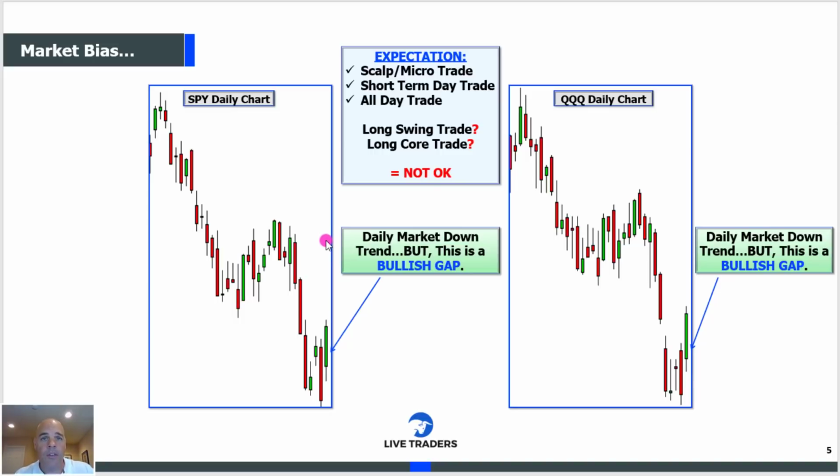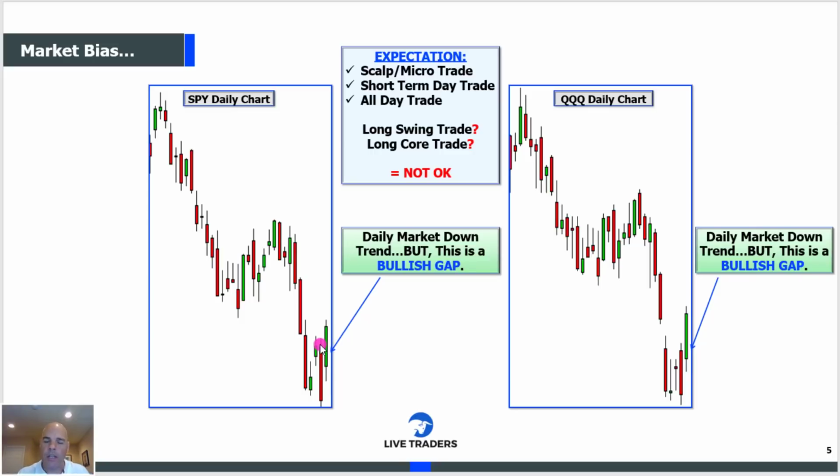Today, from 9:30 to 12 o'clock, 9:30 to 4 o'clock, whatever time frame you trade today. So for scalp and micro trading, short-term day trading, all day trading, bullish bias. Long swing trading, long core trading, not a long bias. There's a difference. But for intraday trading, when I see a gap like this on the Qs or a gap like this on the SPY deep into a wide range red bar, I'm looking long for that day.